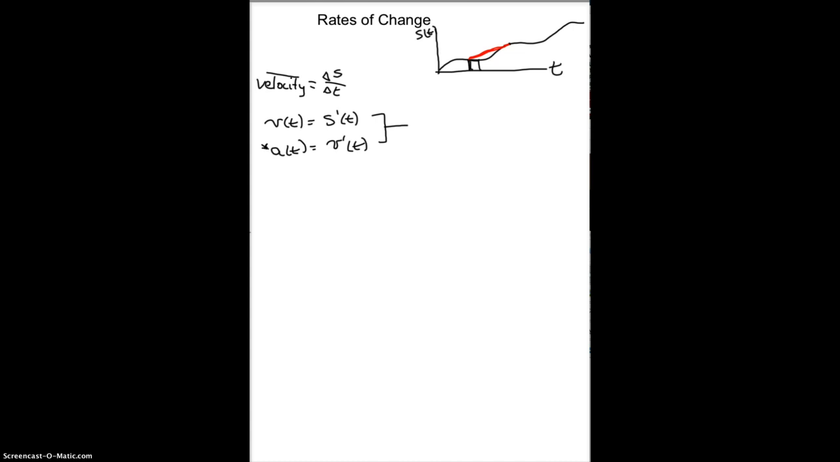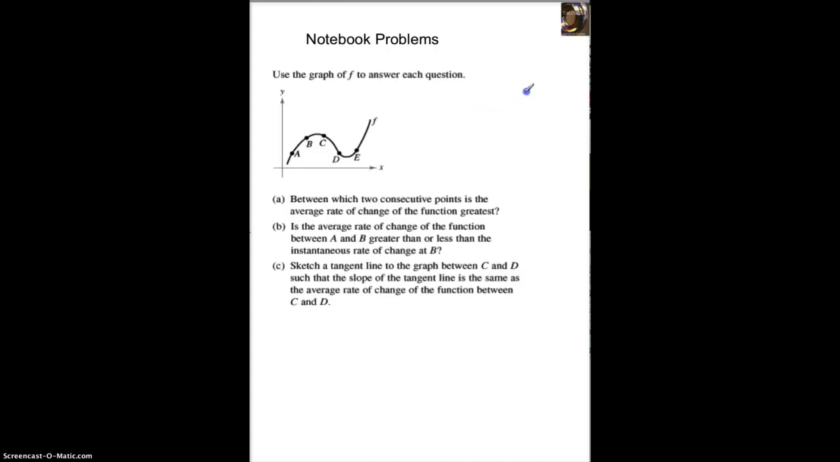Okay. Now I want you to turn on the tape and do this problem in your notebook. When you're done, turn the tape back on because we're not done yet.